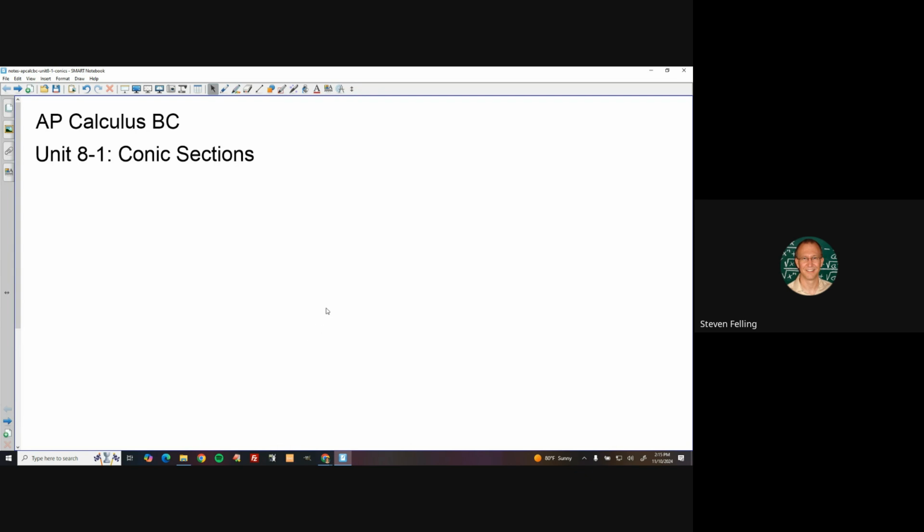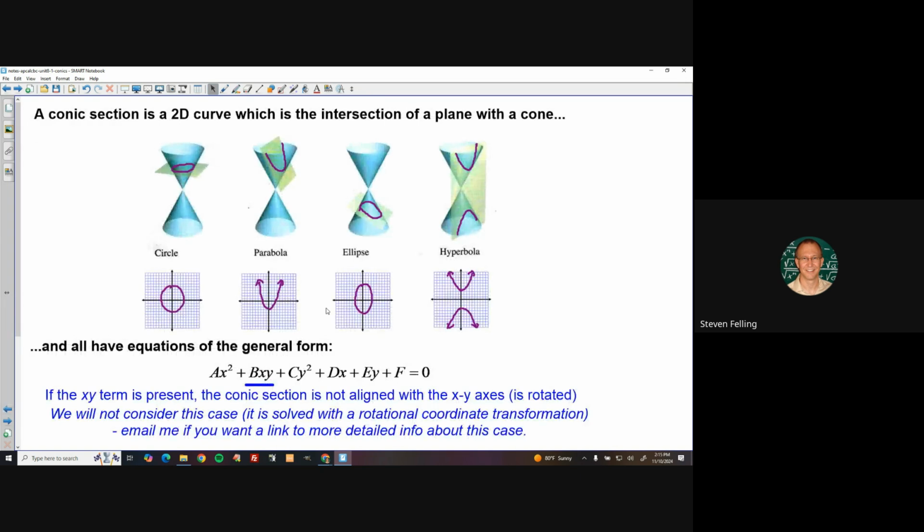We just want to review how to do that really quickly. So the topic here is not going to be covered as completely as it was in the previous classes, because all we're really interested in is how to quickly sketch. But just to remind you, a conic section is a two-dimensional curve, which is the intersection of a plane with a cone in 3 dimensions.